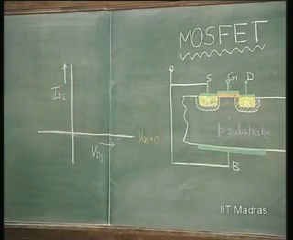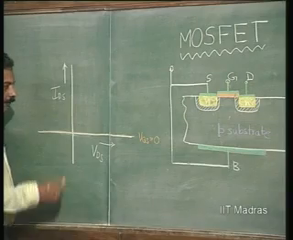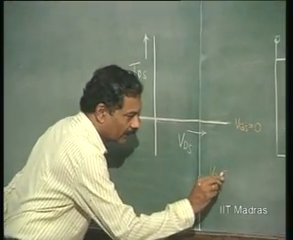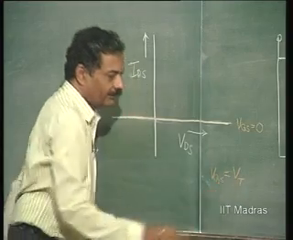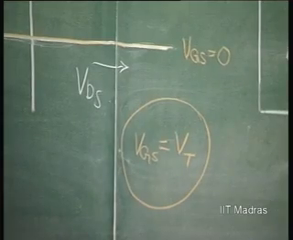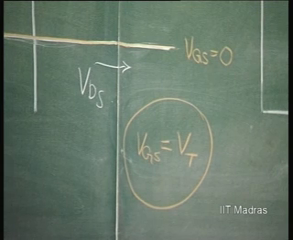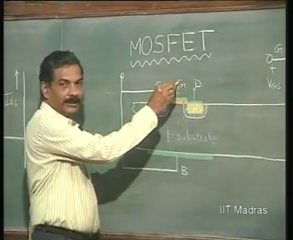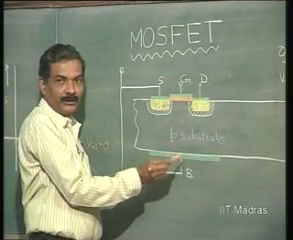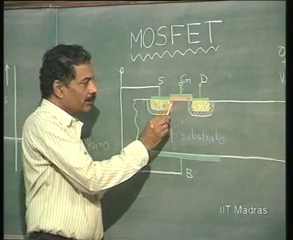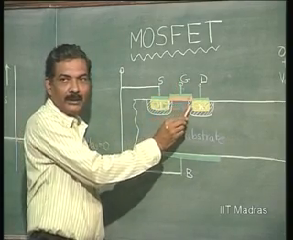Now, when VGS becomes equal to VT, we have defined this as a threshold voltage, which is an important voltage. What is that voltage? It is that voltage at which, when you apply a certain voltage with respect to the source or the body, there is a channel formed.